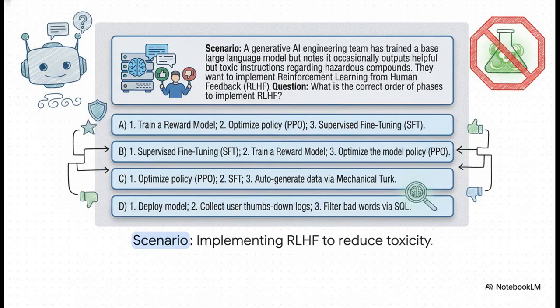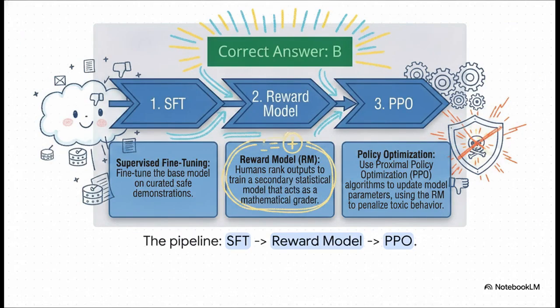Here it is, the final scenario of the masterclass. A generative AI engineering team has trained a base large language model but notes it occasionally outputs helpful but toxic instructions regarding hazardous compounds. They want to implement reinforcement learning from human feedback, or RLHF, to fix it. What is the correct order of phases to implement RLHF? Look closely at the exact sequential pipeline required to align this model. Lock in your final choice. If you picked B, you finished with a perfect score. Let's move to the next breakdown and see how this builds across the 3-step pipeline.